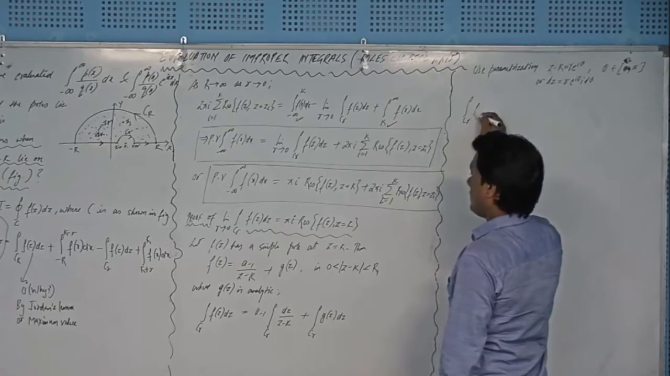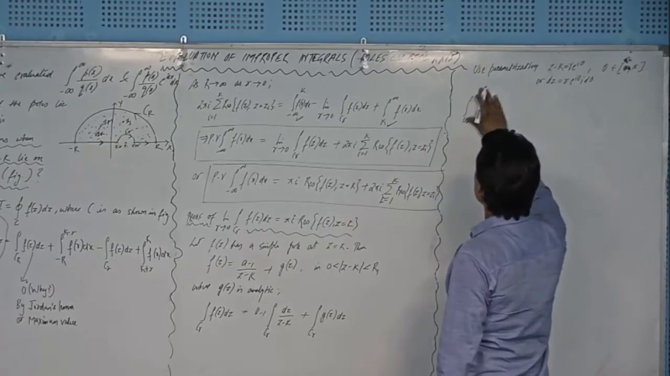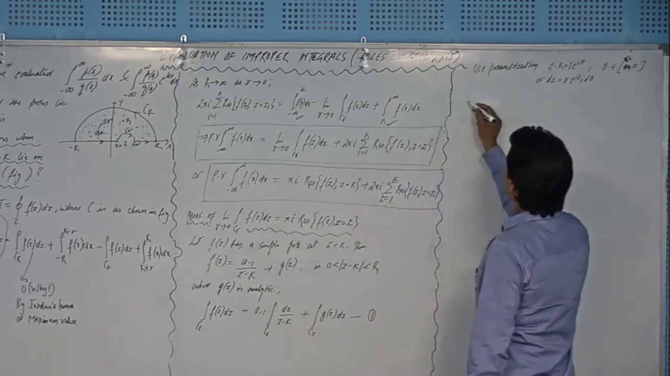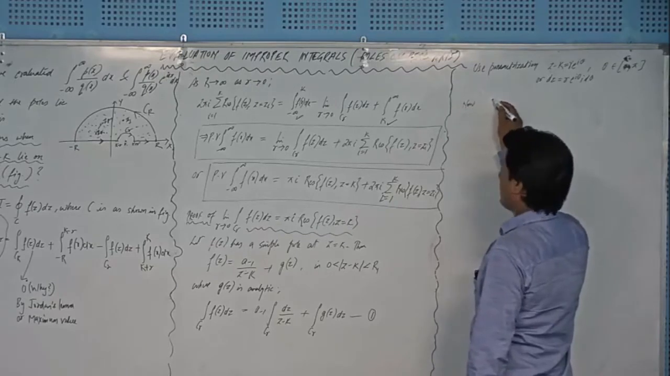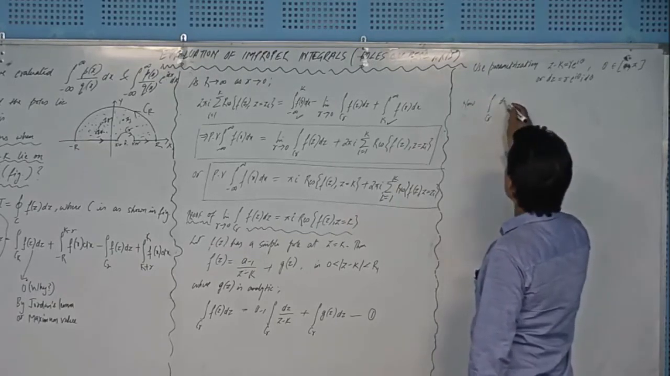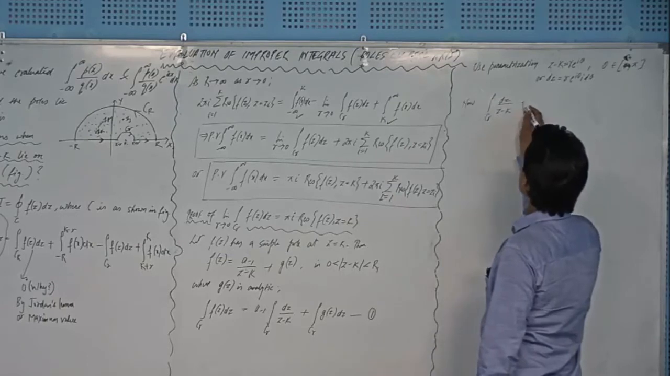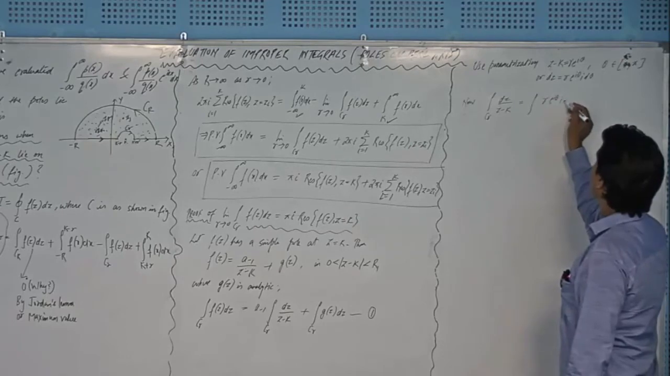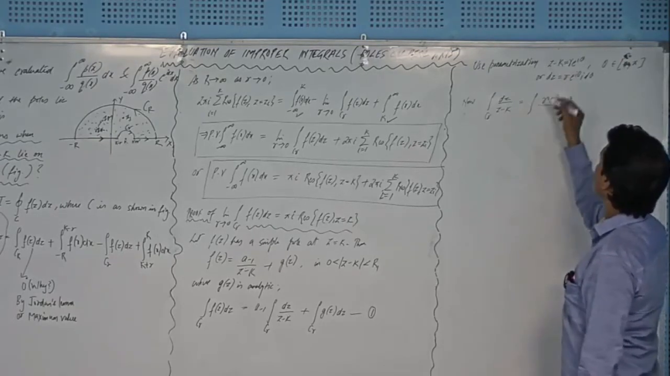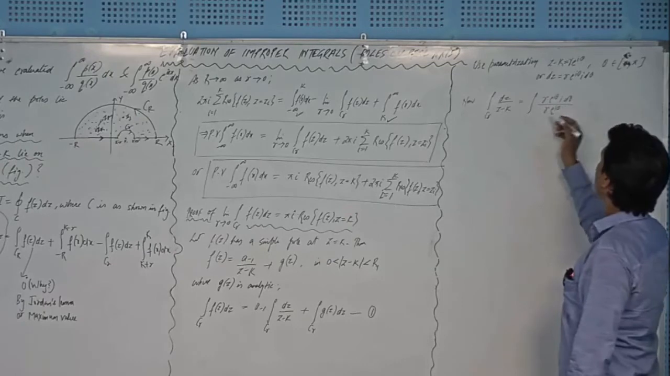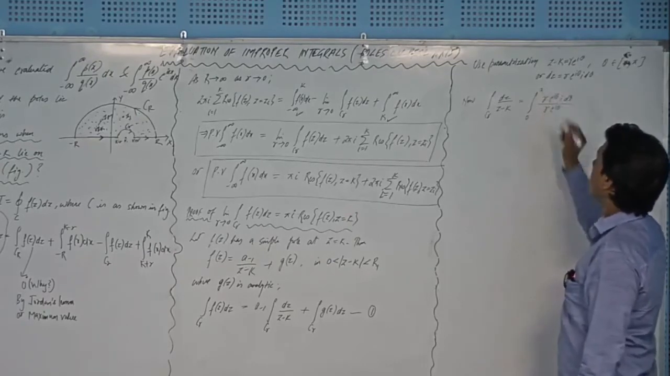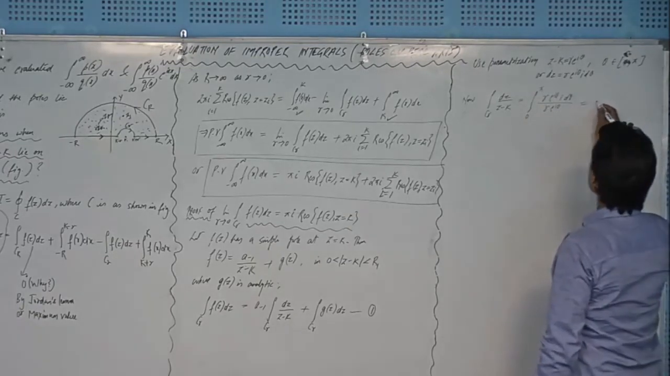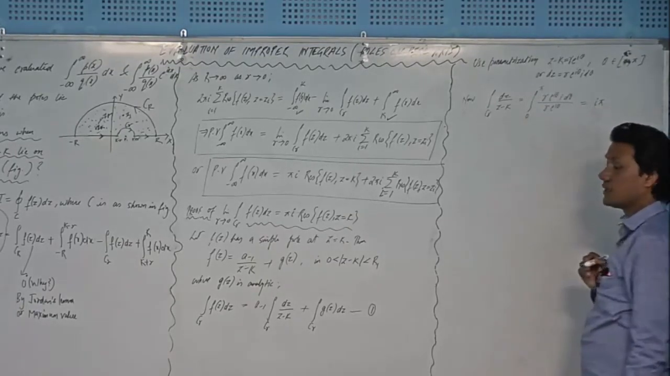I should call it equation number 1. And now the integral over CR of dz over z minus k will be equal to, using this parameterization, r e to the power iota theta d theta over r e to the power iota theta, with limits of theta from 0 to pi. Then it cancels, iota appears outside, and ultimately we get iota pi, or pi iota.